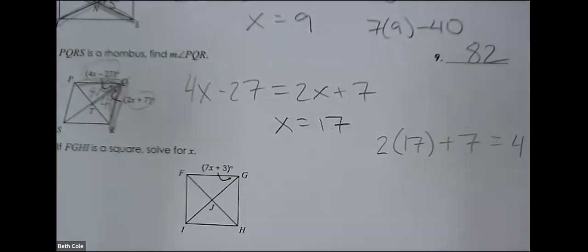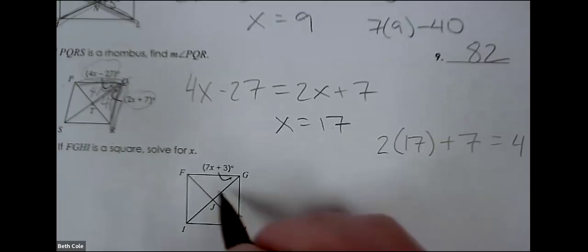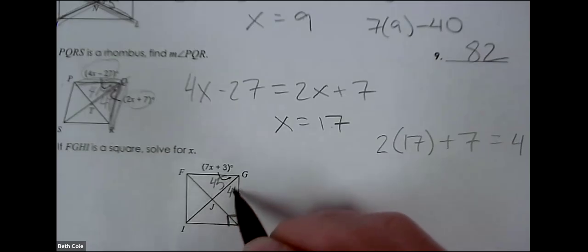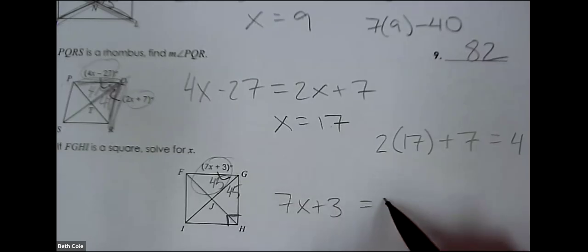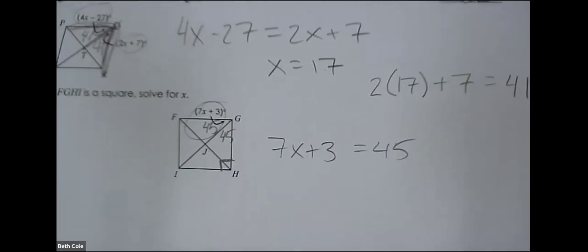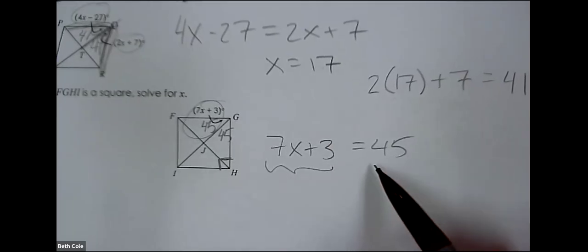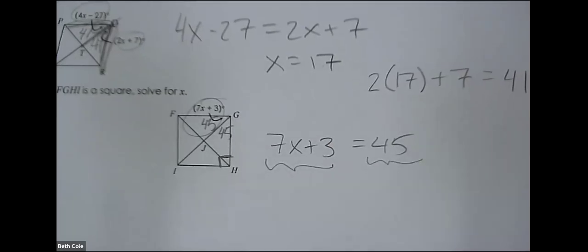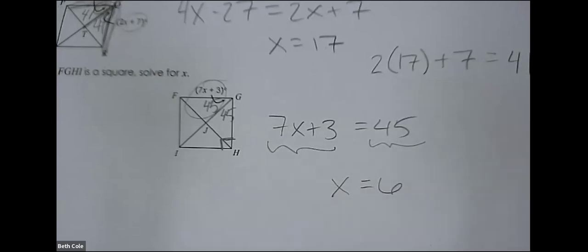And then the last one's a square. Again, what is each angle of a square worth? It's 90. And if you cut it in half, each one is 45. So we're going to set our 7x plus 3 equal to 45. So you would put this in the first box of your calculator. You would put y equals 45 in the second box of your calculator, and that is going to give you 6.